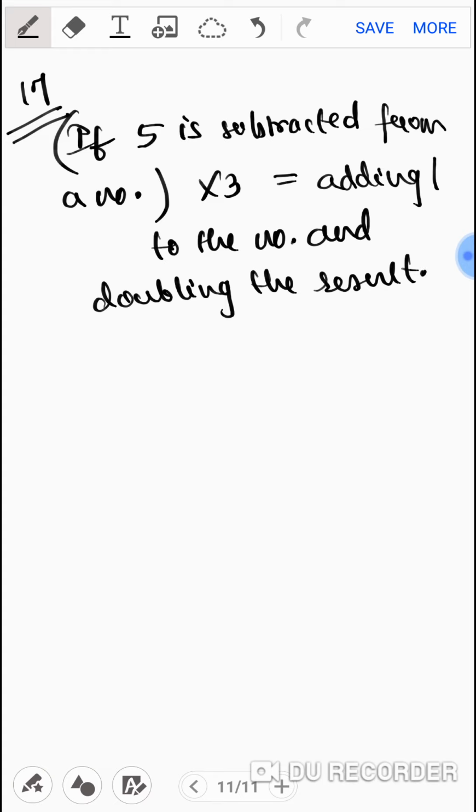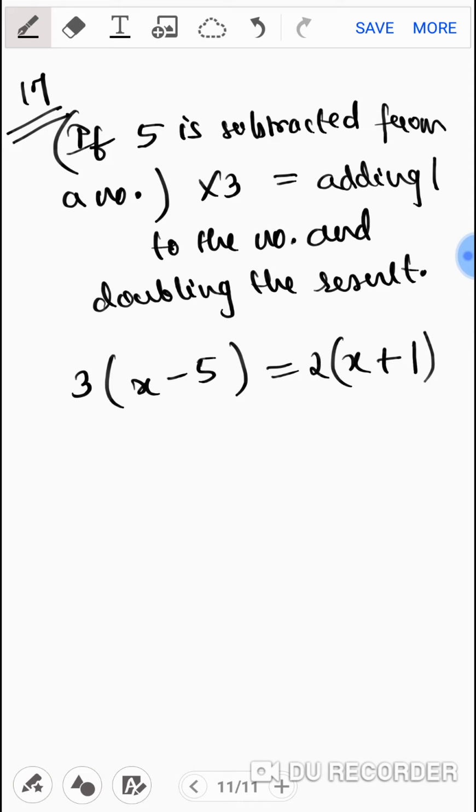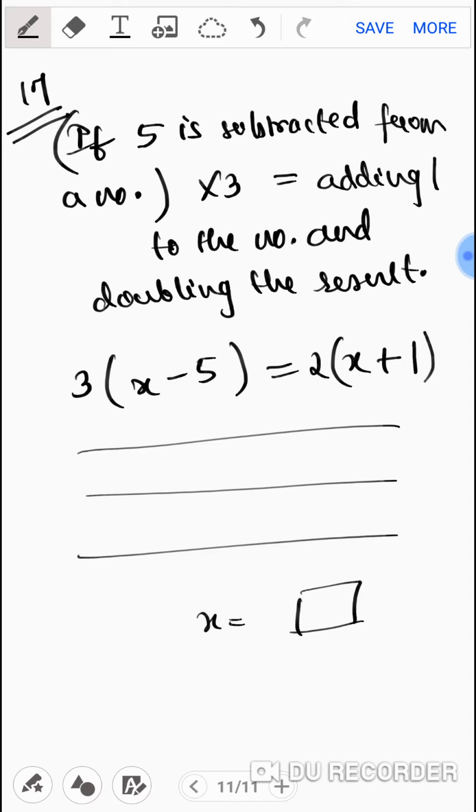Let's read the question again and make the equation. If 5 is subtracted from a number and the result is multiplied by 3, will be equal to adding 1 to the number and doubling the result, that is multiplying by 2. You have to solve this equation, get the value of x.